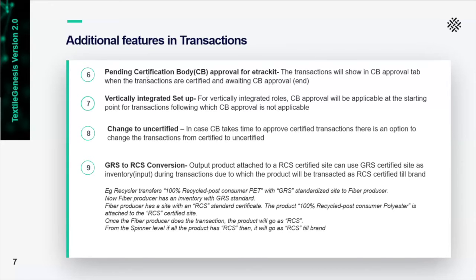For pending CB approval, again specific to eTrackIt, some transactions will require certification body approval. If the CB is yet to verify the transactions, they will be under the pending CB approval tab. Then for a vertically integrated setup, if you have multiple roles and it is an eTrackIt program where CB approval is required, the CB approval will only be applicable at the starting point if it's a recycler or a fiber producer, following which no CB approval would be applicable.